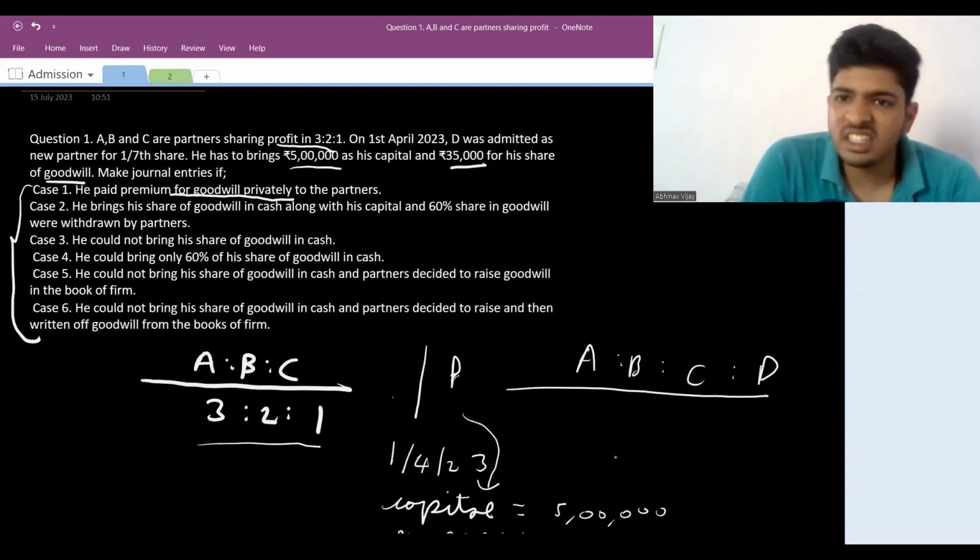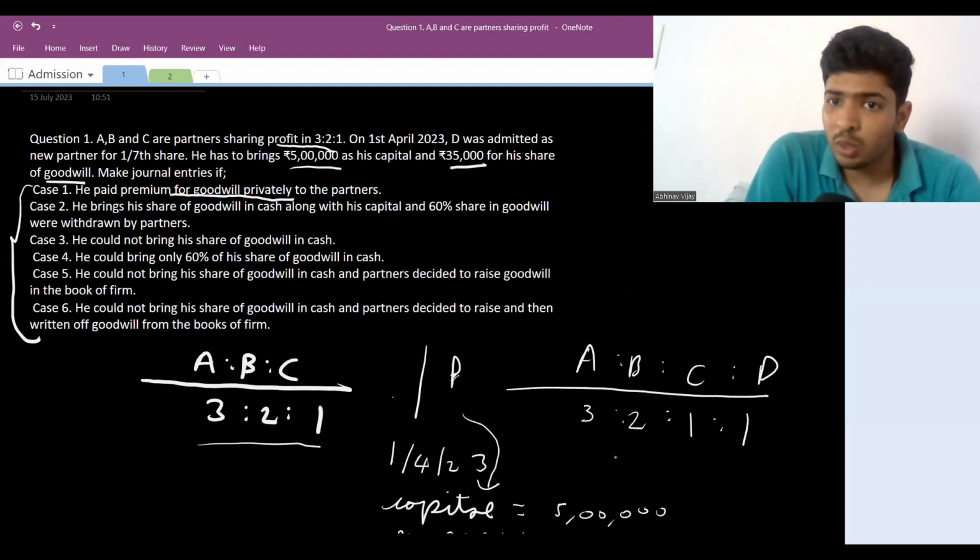So when you add all, it's 6. So now they're telling 1/7. So what does it mean? It means 3:2, 2:1, 1. Why? Because when you add everything, now it's 7 and D's share is actually 1 by 7.